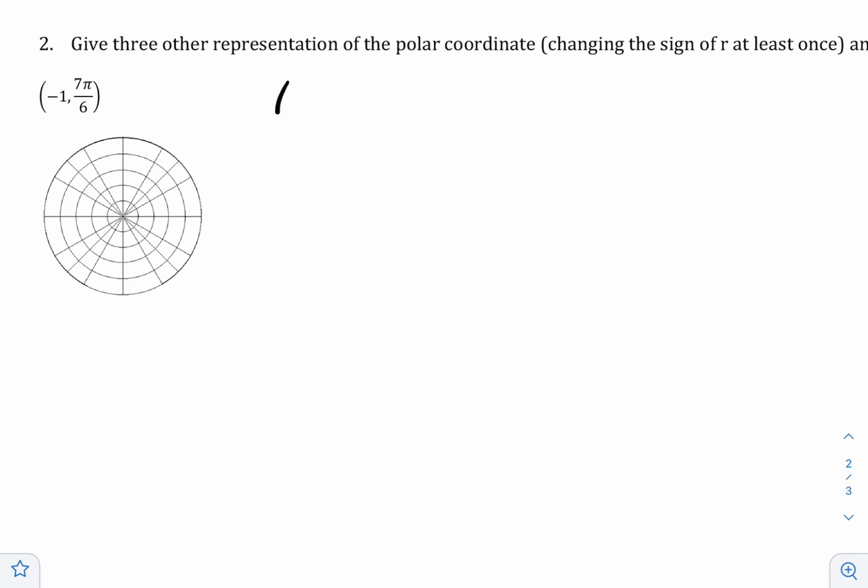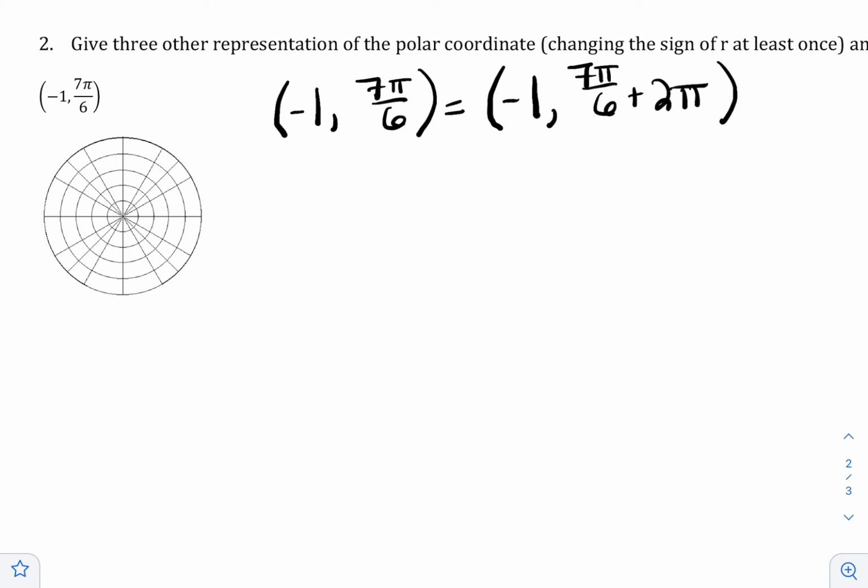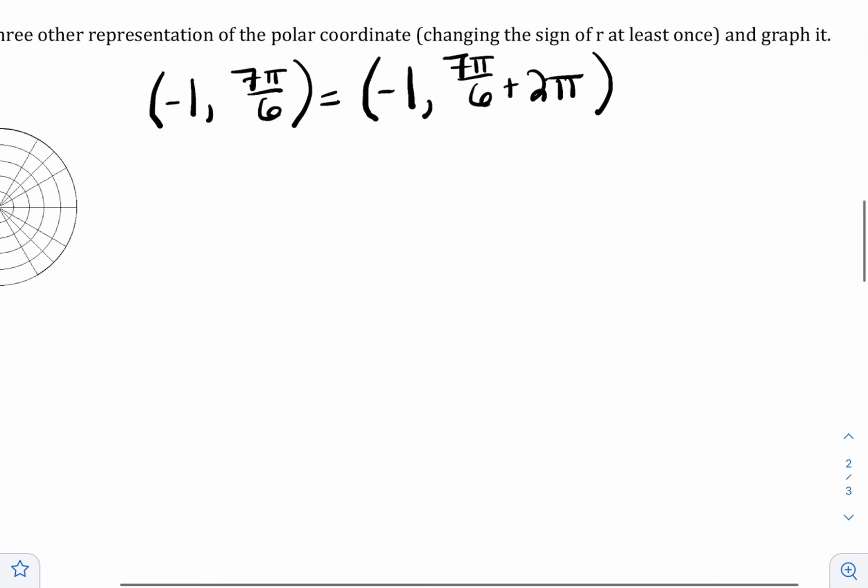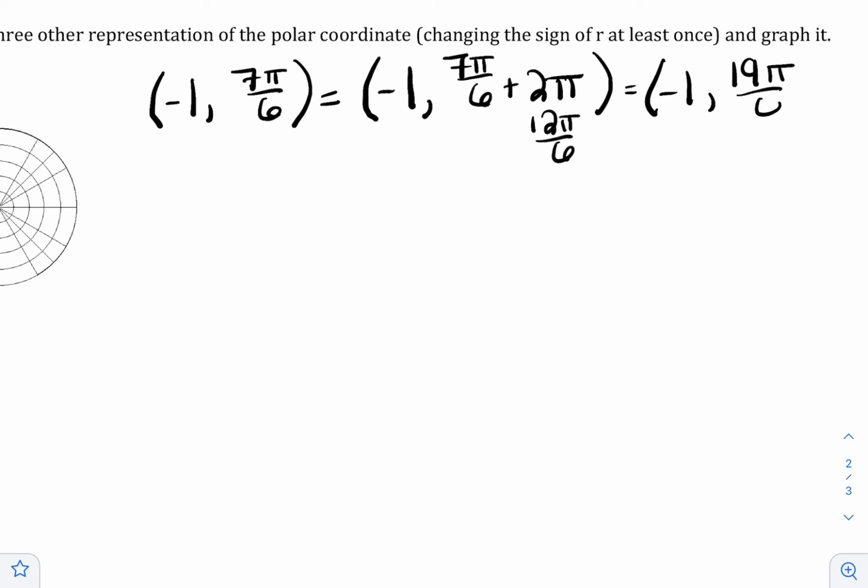So my point is currently negative 1 comma 7 pi over 6. I'm going to keep r the same, and then I'm going to add 2 pi to 7 pi over 6. Again, if I want to keep r the same, I have to add 2 pi. So that's going to become negative 1 comma, 2 pi is 12 pi over 6, so that's going to be 19 pi over 6. So that's one other representation.